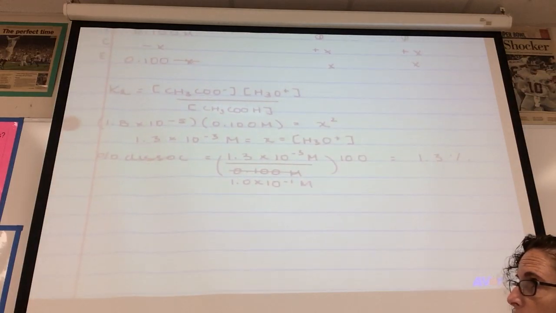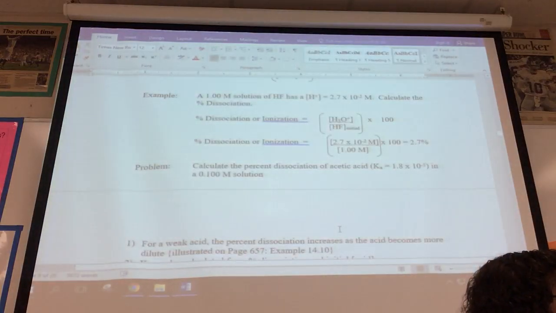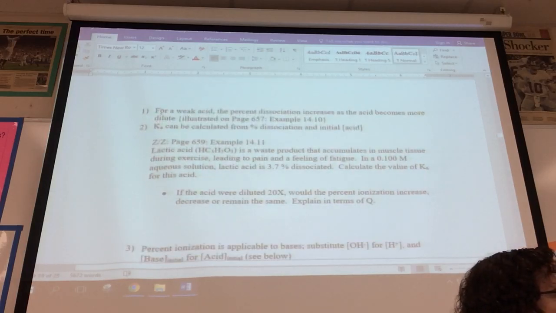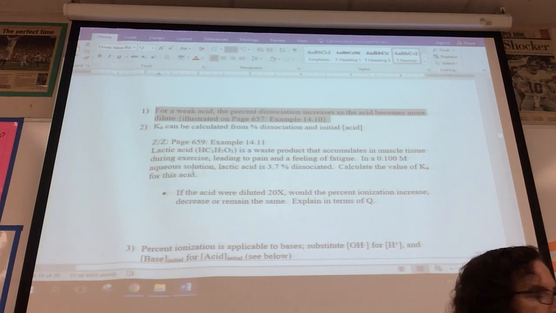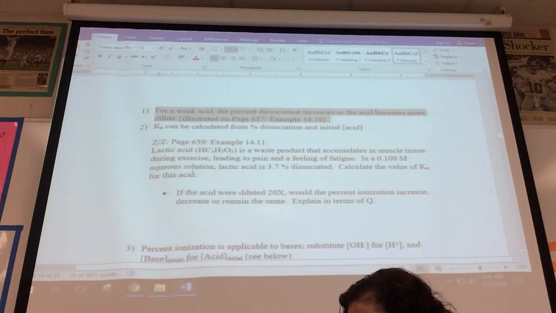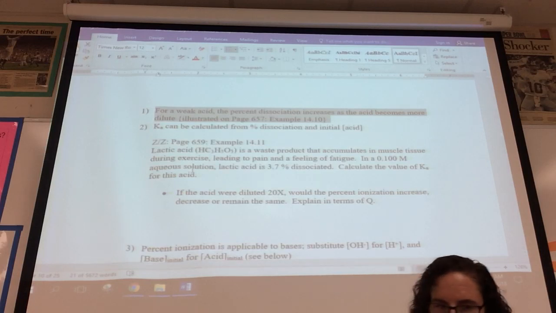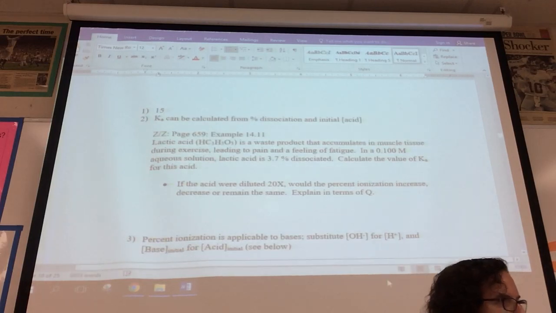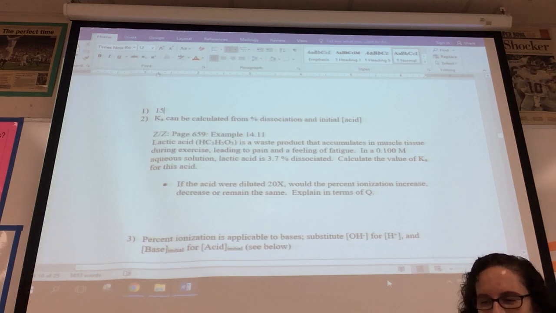Okay. Now, that's one thing you want to be comfortable with. You also want to be comfortable with an interpretation. It says for a weak acid, the percent dissociation increases as the acid becomes more dilute. And this is illustrated in your book. I'm going to walk through it slowly, but I want to show you what they give you, and then we'll derive it so that you can see it.